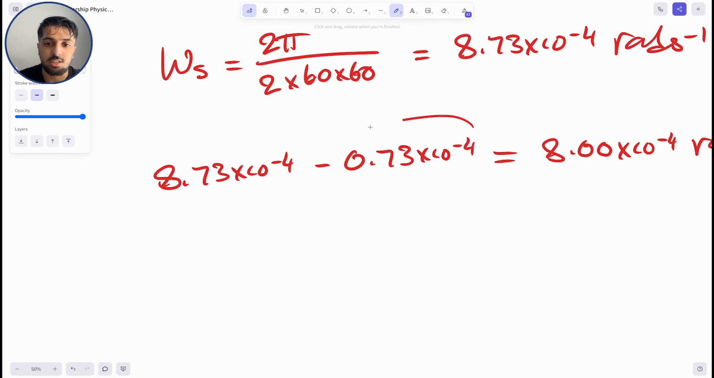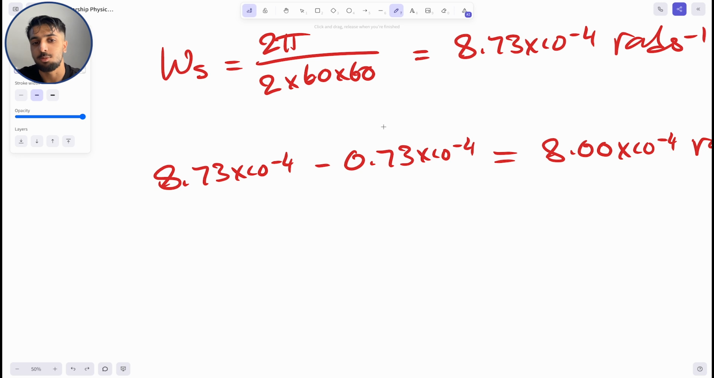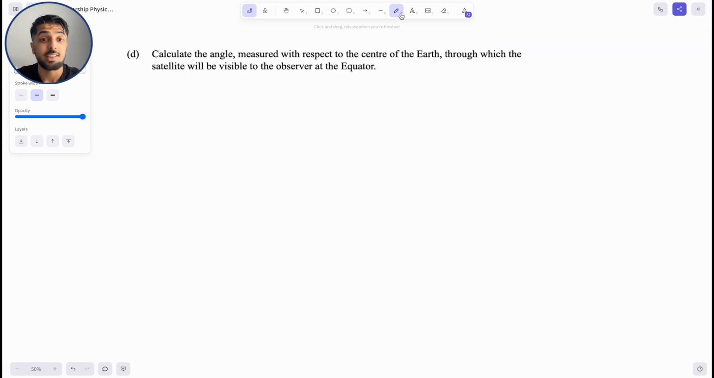So the reason why we changed this to times 10 to the negative 4 is just to make this calculation a lot easier. But then again, you could just put it in your calculator and it'll give you the same result. Calculate the angle measured with respect to the center of the Earth through which the satellite will be visible to the observer at the equator.